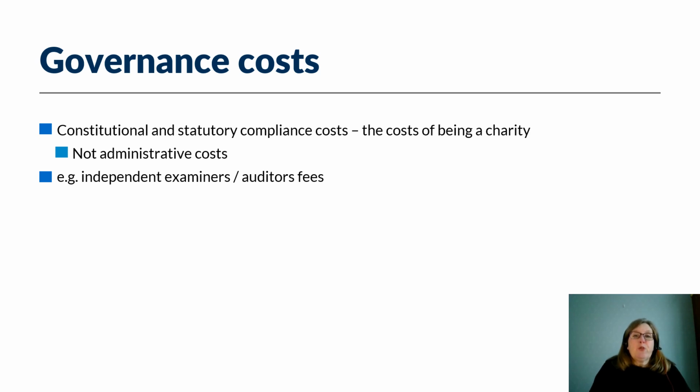The SORP also talks about governance costs, and these are the costs of your constitutional and statutory compliance, or the costs of you being a charity. They aren't administration costs and would include things like independent examiners' fees. When you prepare your accounts, you total all your governance costs and then you treat them as a support cost in their own right and allocate them over your direct activities.